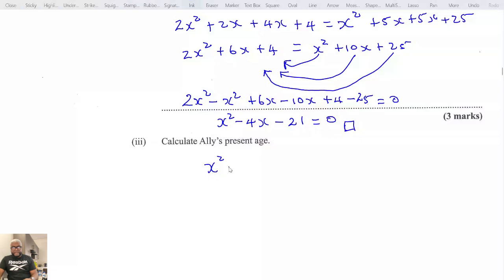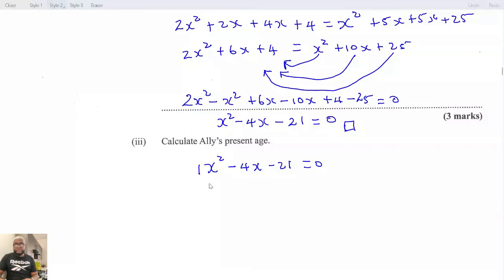X squared minus 4x minus 21 is equal to 0. What number is understood in front of this x squared? Anybody? What number is understood in front of this x squared? 1. Right? So watch it. 1 here. So I'm multiplying.